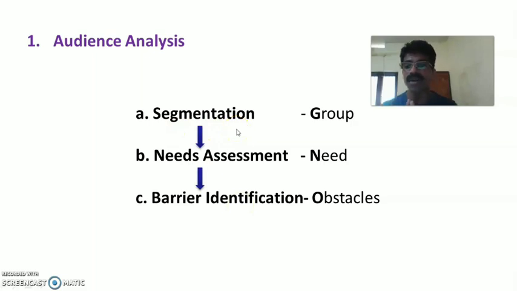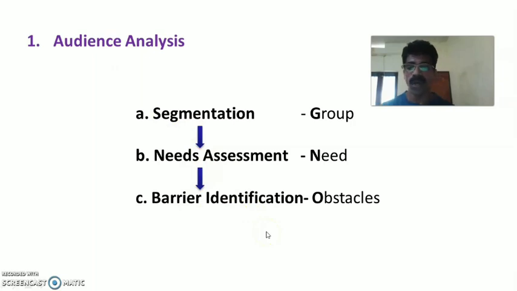Segmentation means we are dividing all the people into small groups, that is, subgrouping. Need assessment means this BCC is given according to the need and the problem of the people. Then barrier identification. There are many obstacles or hindrances to healthy practices or to following social and behavioral communication. Those obstacles have to be found out, rectified and solved. That is the identification of the barriers of SBCC. These are the 3 important steps under audience analysis.